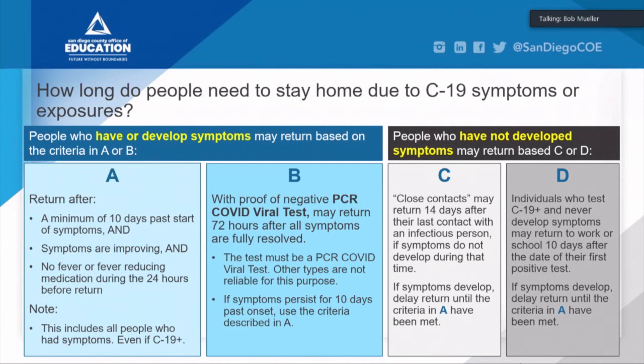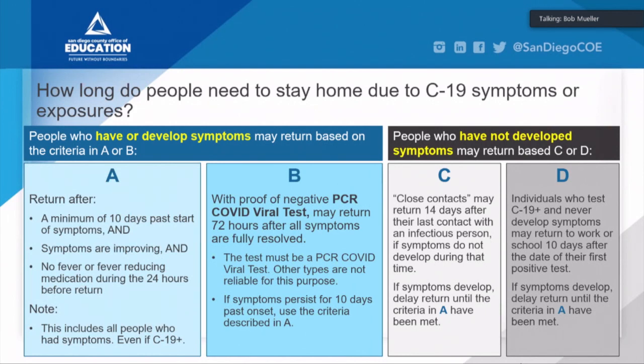The second group of people are people who have not developed symptoms. These would include people who have been in close contact with somebody who has COVID-19 or individuals who've tested positive for COVID-19 and who are asymptomatic. So in column C, people who are close contacts can return 14 days after their last contact with the person who was infectious, as long as they don't develop symptoms during that time. If they develop symptoms, then you're going to use the criteria in column A.